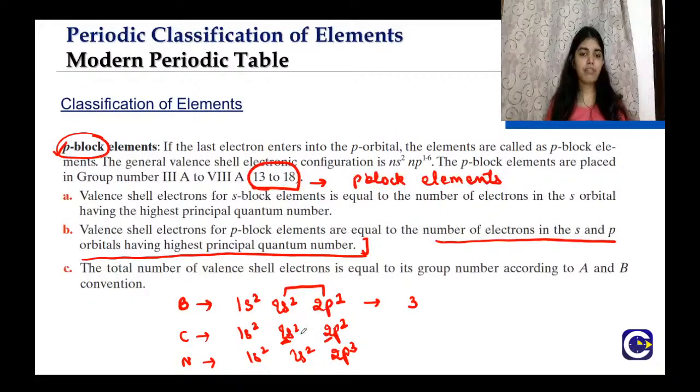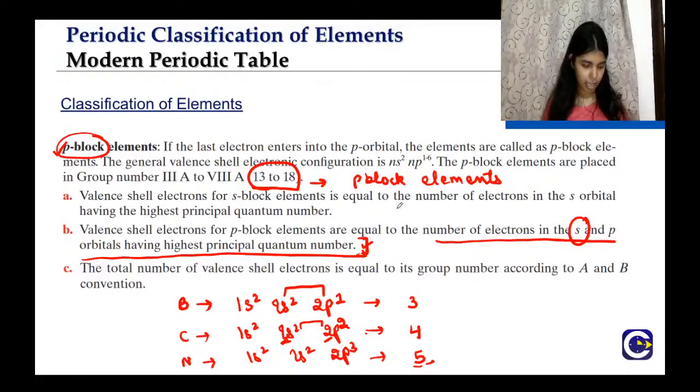However, the subshells are different. The s and p are different, but the shell is same. And we count the number of electrons by the shell method basically. So it will be 2 plus 1. 2 plus 2 for carbon, that will be equal to 4 valence electrons. 2 plus 3, that will be equal to 5 valence electrons, and so on. So, for p block elements, you have to calculate the number of electrons in s and the number of electrons in the p subshell having the highest principal quantum number. This is very important. The total number of valence shell electrons is equal to its group number, that we will see in the next slides.